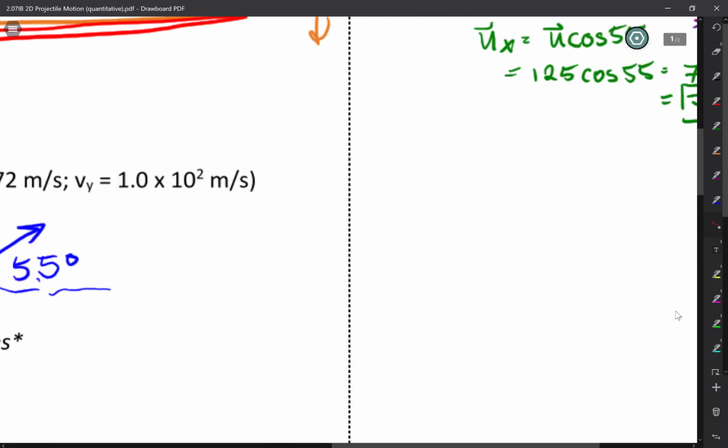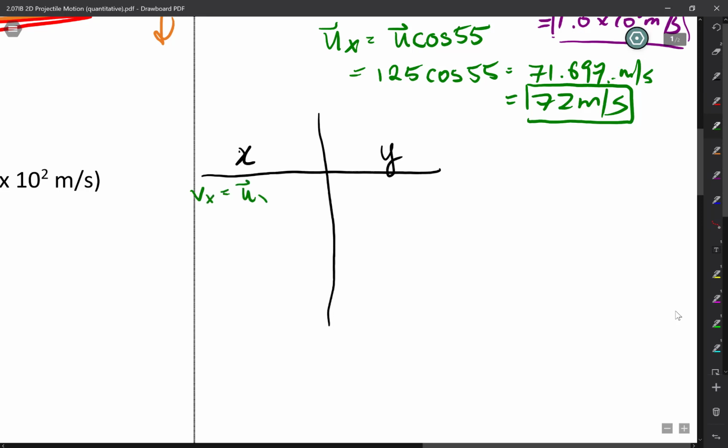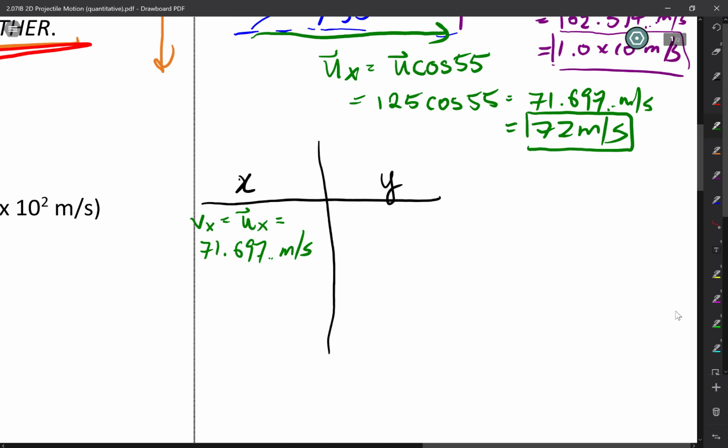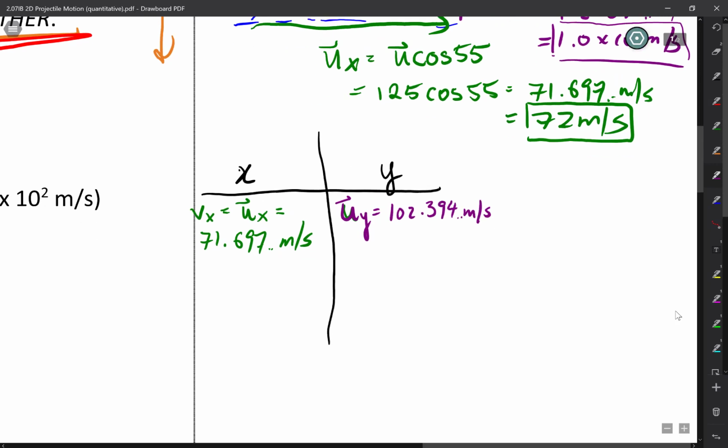But first, let's draw this table. So for x components, I'm going to write on this side. For y components, I'm going to write on this side of the table. I know that in the horizontal direction, Ux, which is equal to my initial velocity in the x direction, as shown in the diagram above, is equal to 71.697 meters per second. Notice I'm keeping all the significant digits. And my vertical component is 102.394. And hopefully you are able to save this into your calculator. If not, this is what we have.